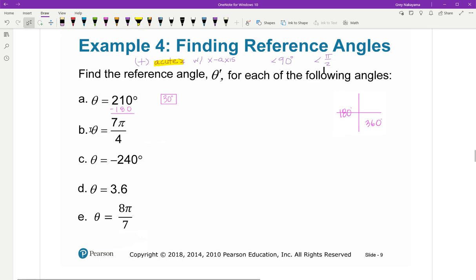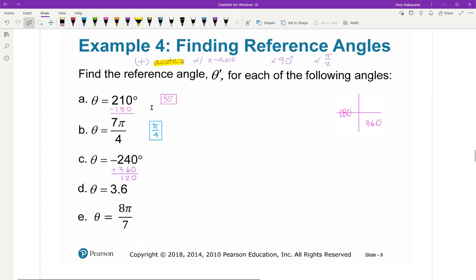B, theta equals 7 pi over 4. Y'all, the beauty of the unit circle is if this angle is on the unit circle, meaning its denominator is either 3, 4, or 6, then the reference angle is just pi over the denominator. So in this case, it's just pi over 4. That's how easy it is. Negative 240: I would encourage you to find the coterminal angle that's positive. So in this case, I'm going to add 360 to it. And when I add 360 to that, I get 120.